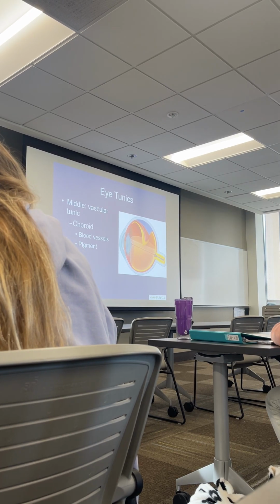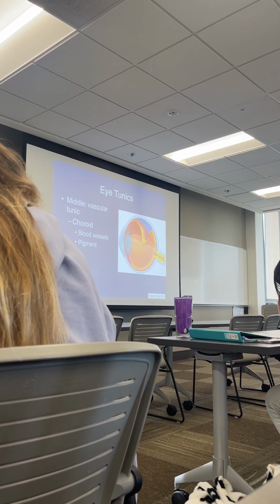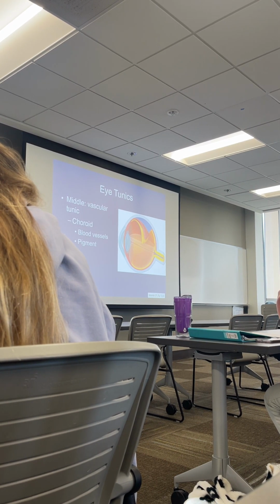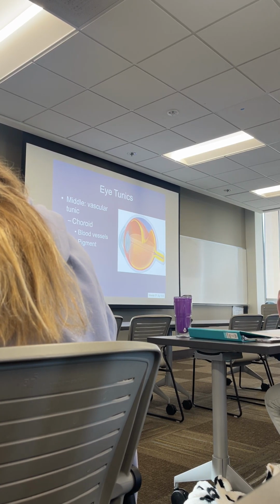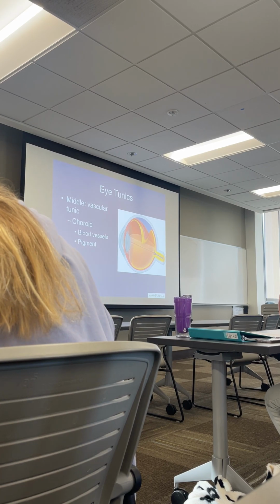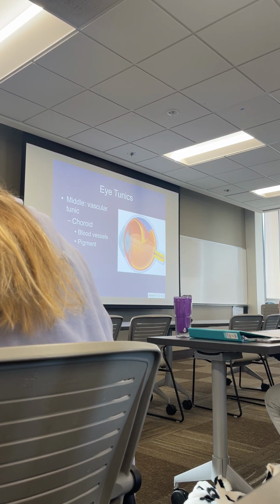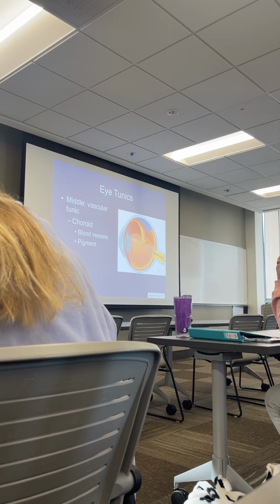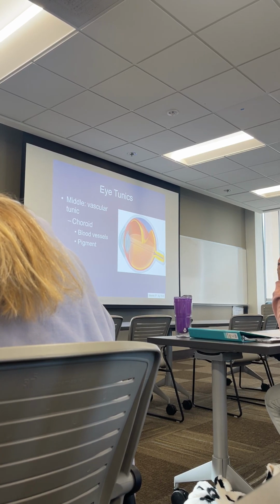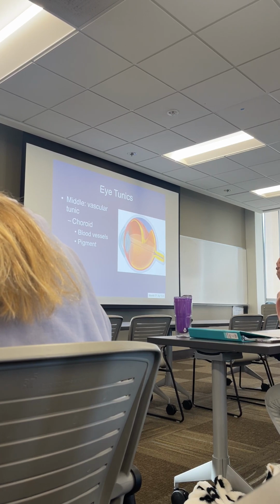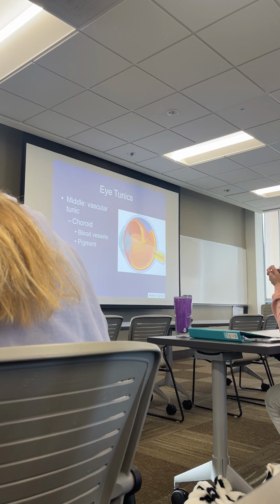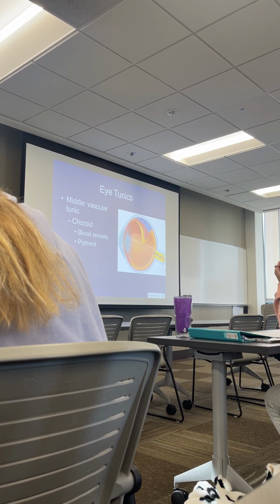The middle tunic is also going to be different at the back of the eye versus the front of the eye. The back of the eye, it is choroid. So what they've made kind of red here would be the choroid. It has a lot of blood vessels. There's going to be a high demand for ATP, as we'll talk about next time in the eye. And so we need to have a really rich blood supply. And the choroid has that. It also has a pigment.